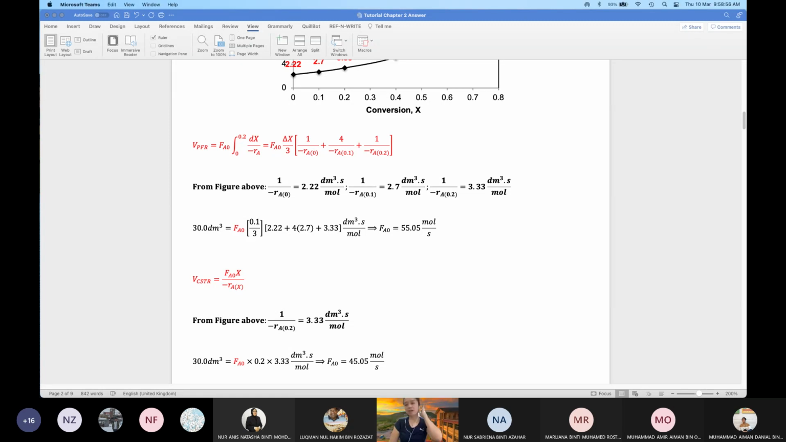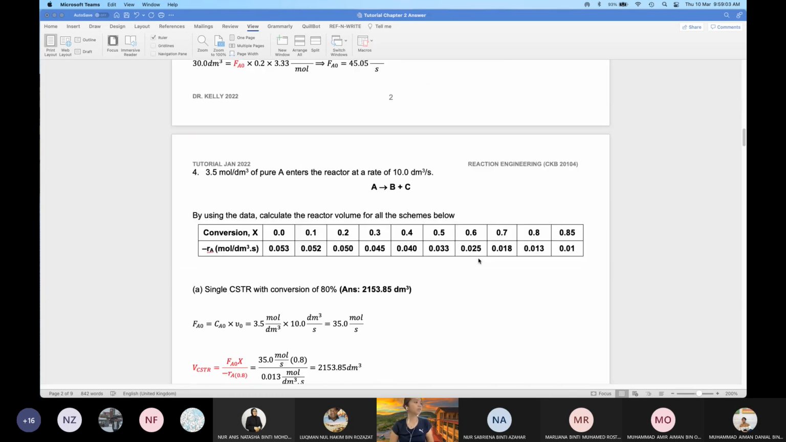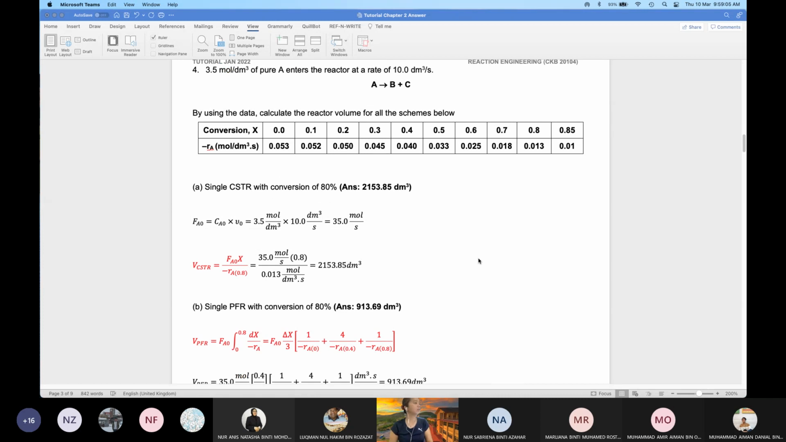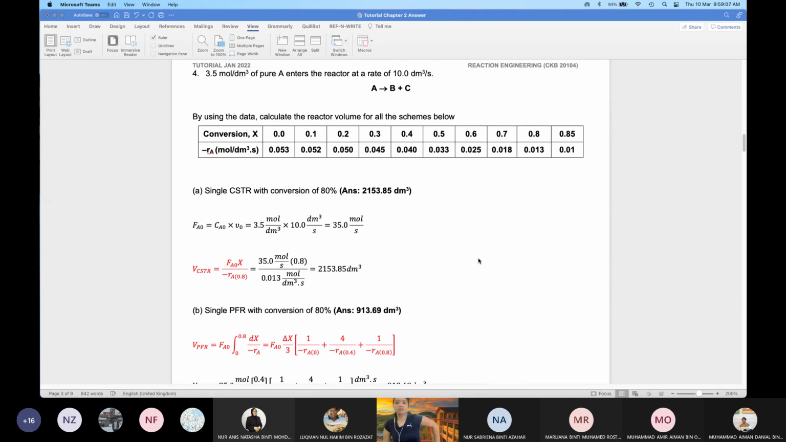Okay, alright. So we are done for question number 3. We started with a quite easy one. We will go to the next question, question number 4. Question number 4 is a little bit difficult. So this is question number 4.